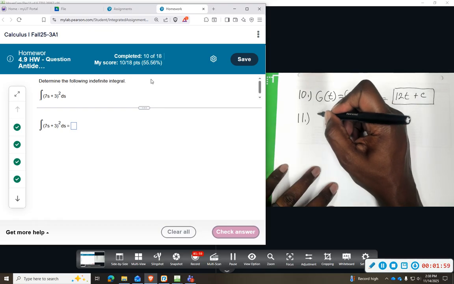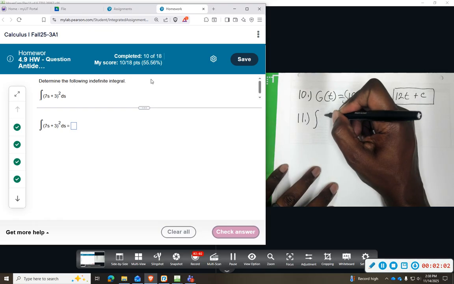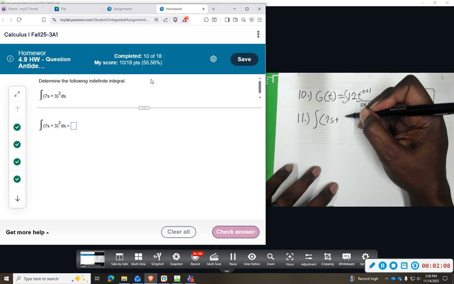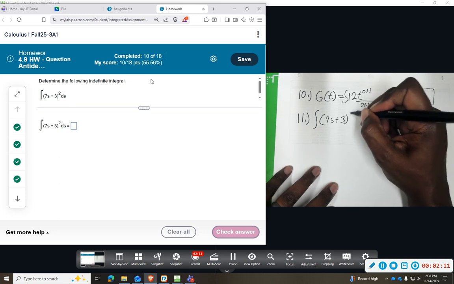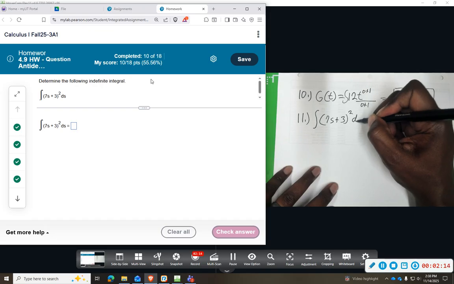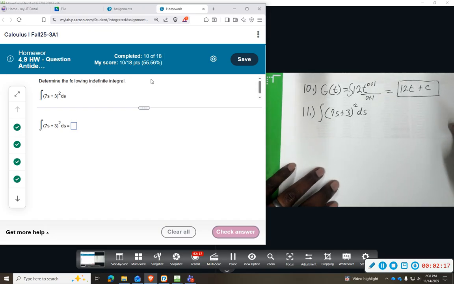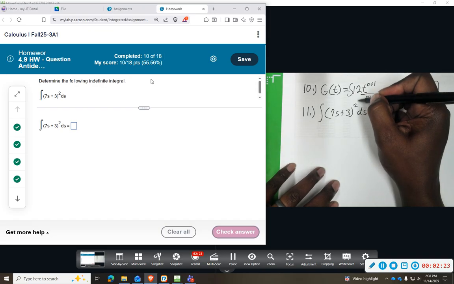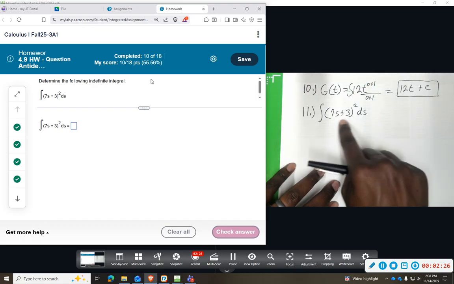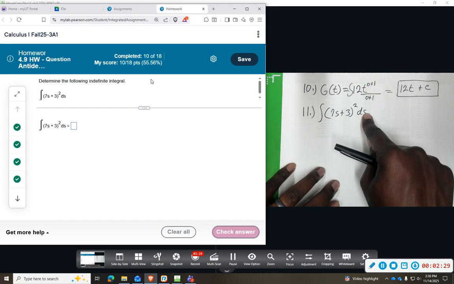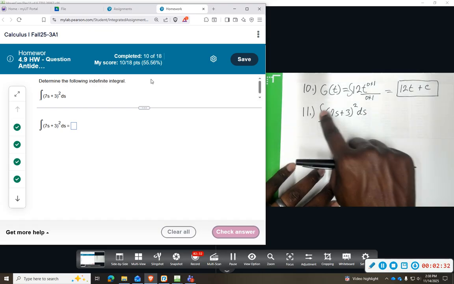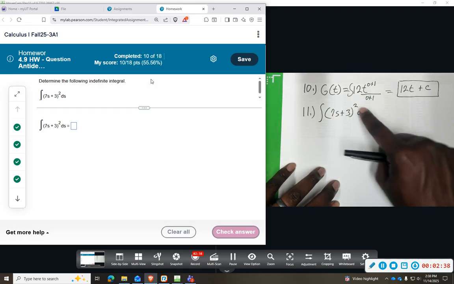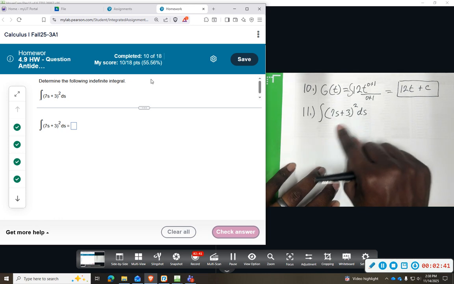We have the integral of 7s plus 3, squared, ds. So let's talk about what we should get first. Whenever we found the derivative, the process is multiply, subtract 1, and then you take the derivative of the inside and multiply. So since we're going backwards, we're going to add 1, divide, find the derivative of the inside, and then divide by that. Sometimes it may be hard to follow that.